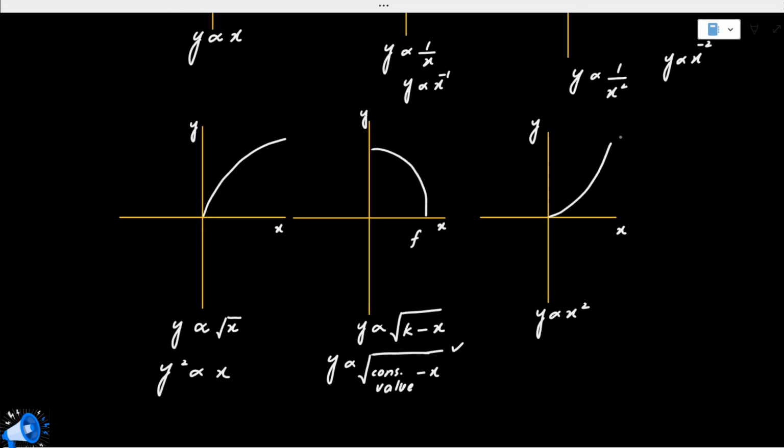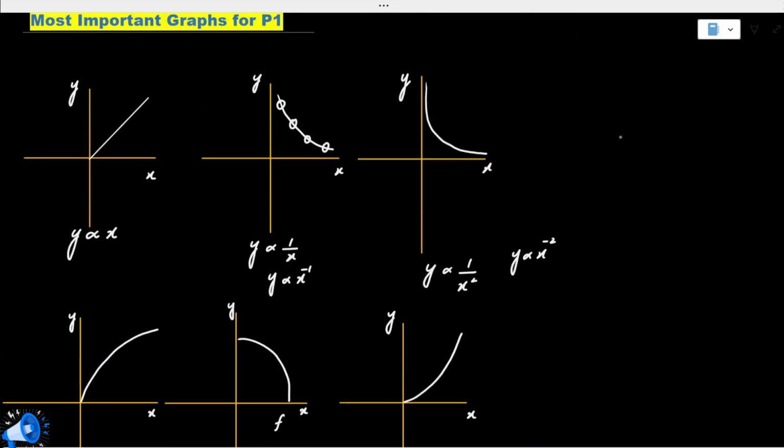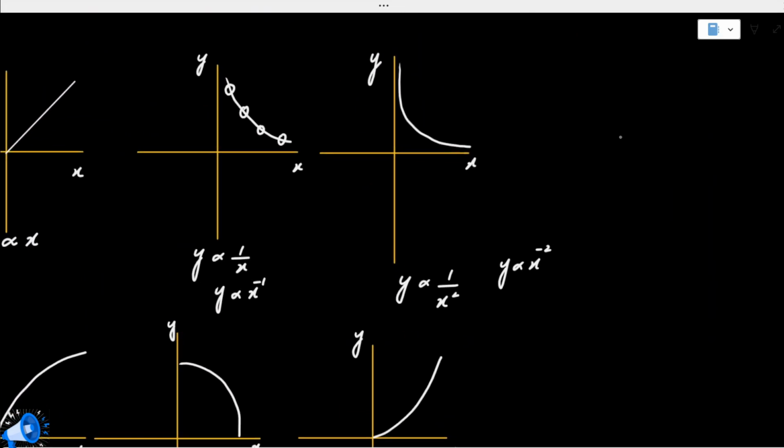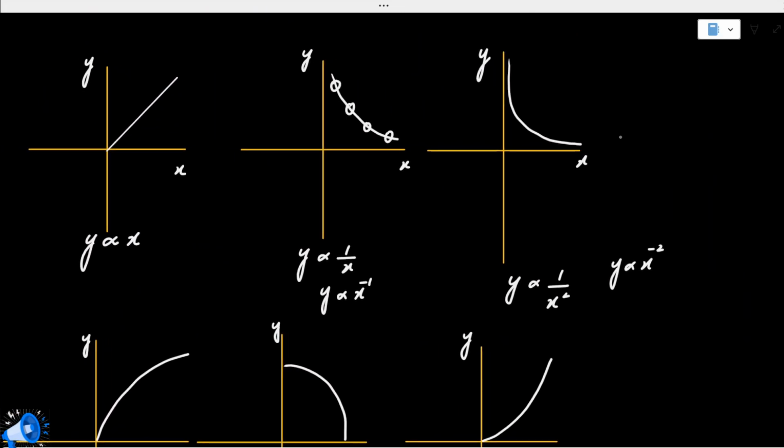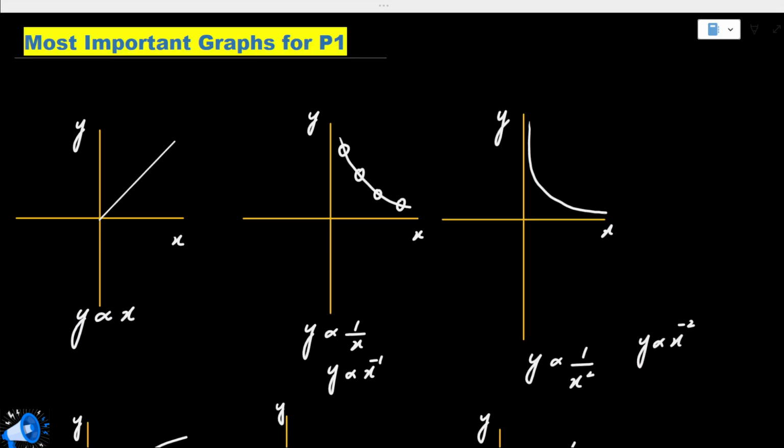So these are the 6 most important graphs that you need to learn for paper 1. The questions would be asked indirectly. You'll need to convert the expressions, the equations, and then you can compare with the general forms, the mathematical forms, and then you can select the right answer.